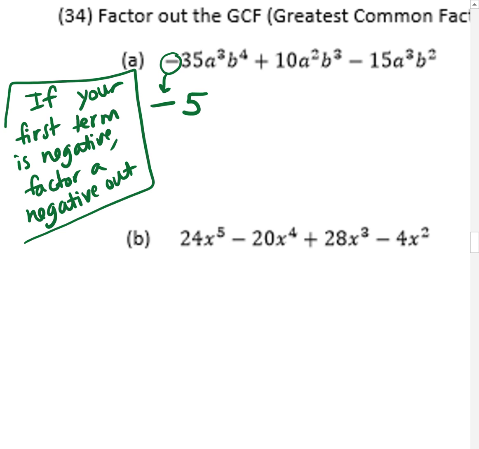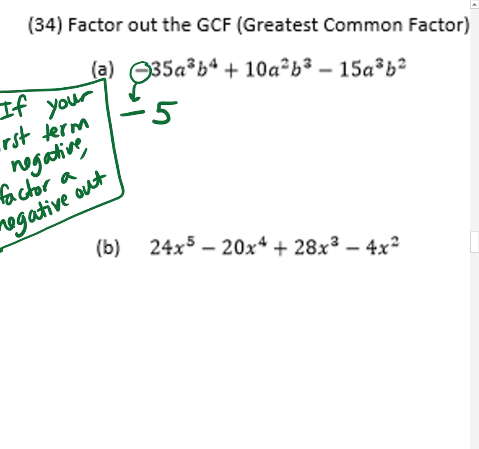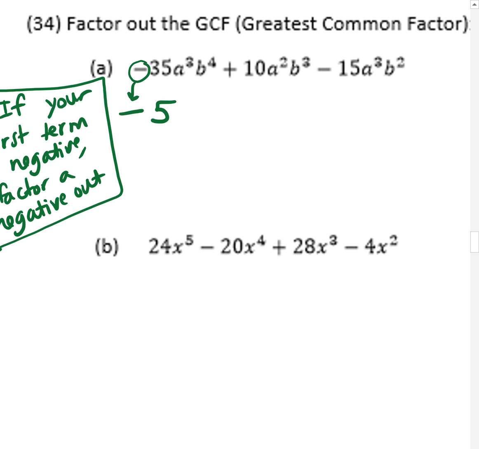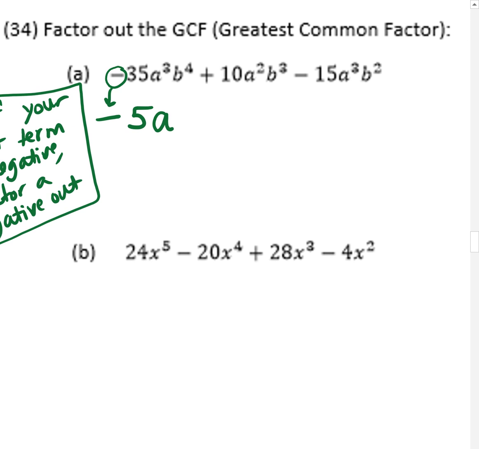It's usually positive, but in the rare cases where it's negative, you want to make sure that negative comes out as well. Alright, so 5 is the number that divides into all the coefficients. Now I look at the variables. So A, they all have an A in common, but how many can I take out? Remember, you look at all the powers of A. I see 3, 2, and 3. You have to take the smallest one. So between 3, 2, and 3, the smallest is 2.